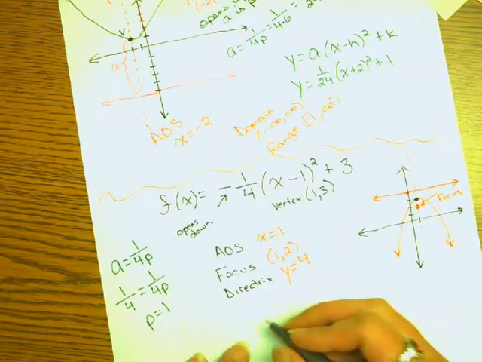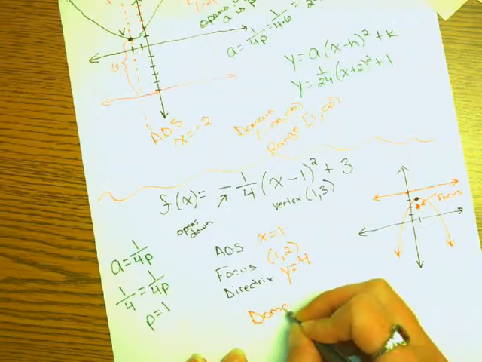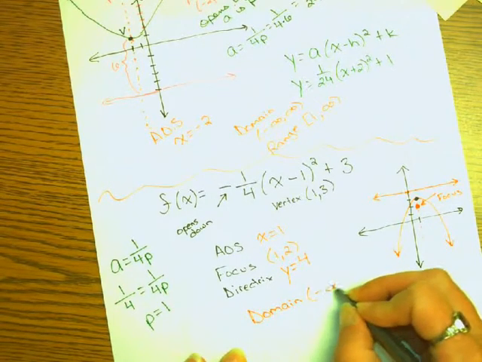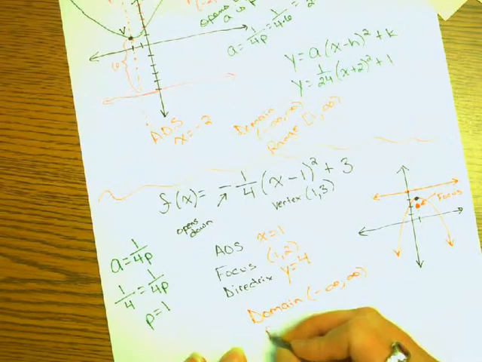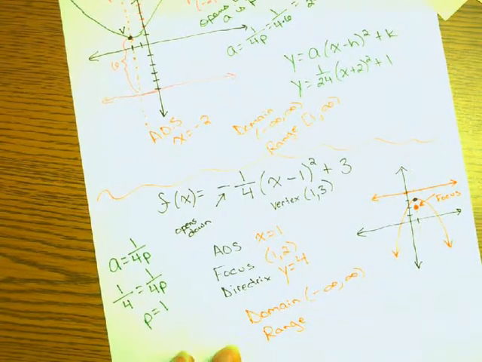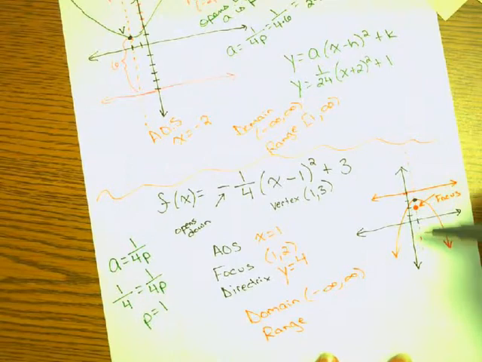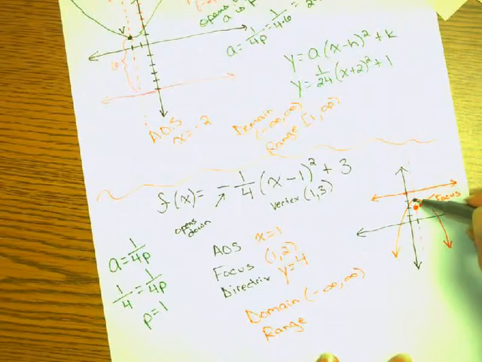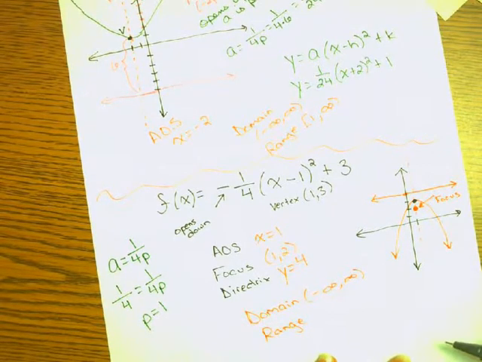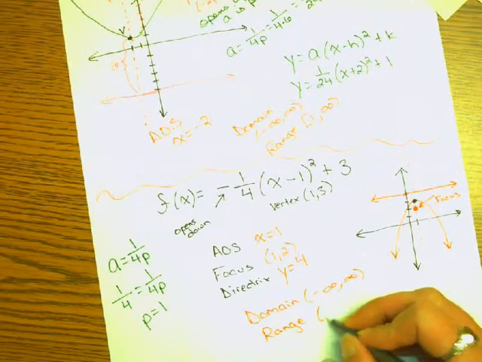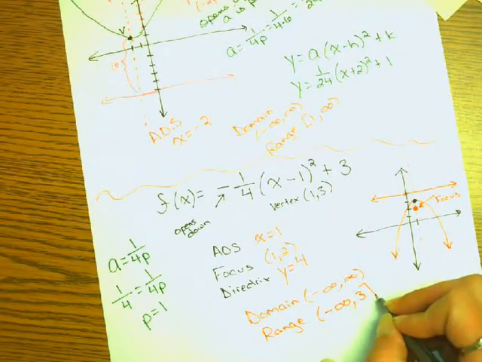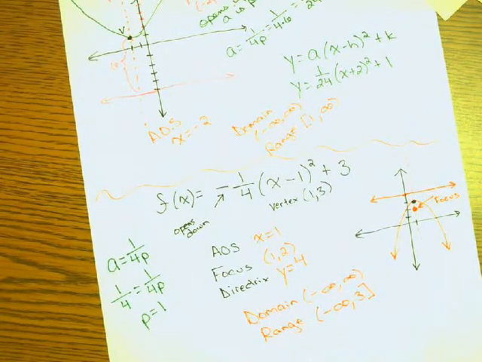What's the domain? Oh, silly Miss Zimbritsky, it's always negative infinity to infinity. Don't try to fool us. What about the range? Okay, so think about it. The parabola has a maximum value where the vertex is. That's the biggest y value on the graph. It's at 3. Everything else is below that. So that means I'm going from negative infinity to 3. One more where we find it from the equation.